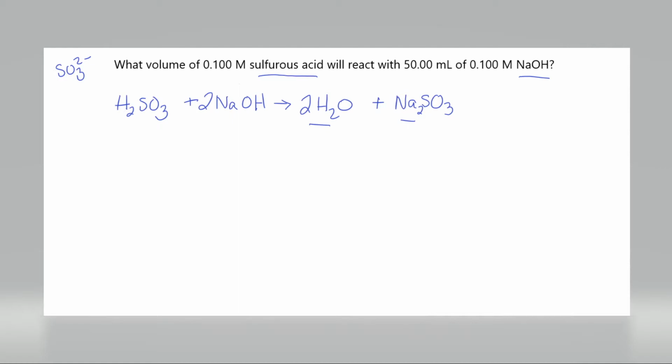we definitely need the mole ratios between all of the molecules. So the question's asking what volume, right? So we have to end with milliliters or liters, okay? Now, we're also given information, we're given molarity of this guy. So this is the 0.100 molarity. What about over here with the sodium hydroxide? We are given 50 mils of its molarity. So we need to do some stoichiometry.